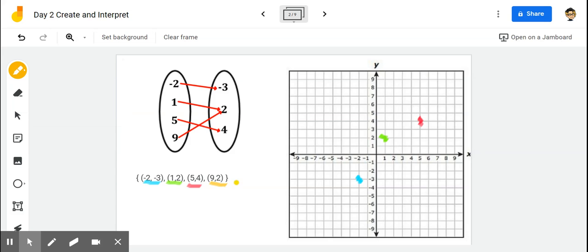Last one here, 9, 2. We start at the origin. +9 in the x spot is 9 boxes to the right. +2 in the y spot is 2 up, and this is the same representation of data that this one is, and this one is. Again, they all have different purposes.